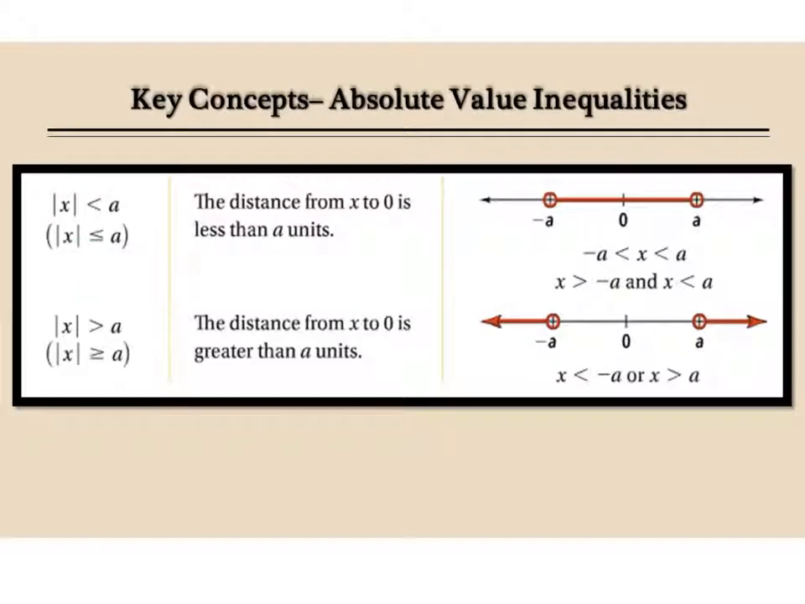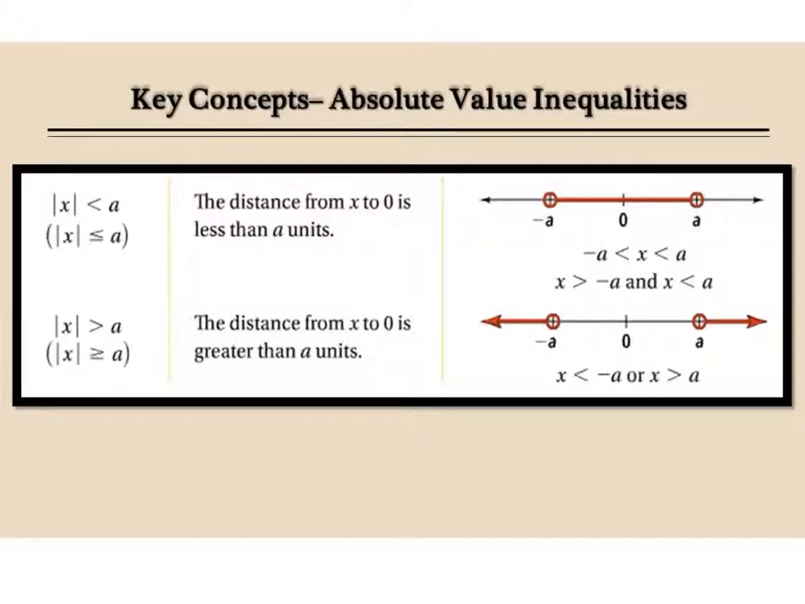When we write the compound inequality, we could write it like that, or we can write it as x is greater than the negative number and x is less than the variable. So x is less than this, or x is greater than the negative. We'll look at some examples.